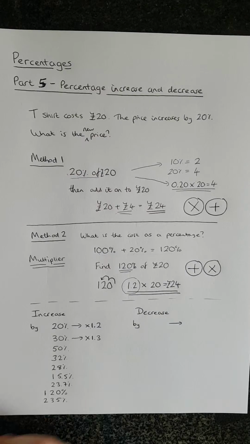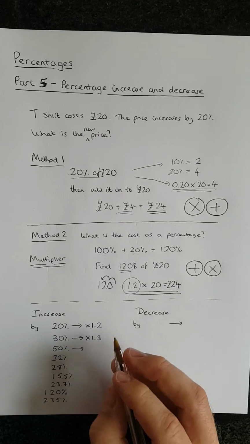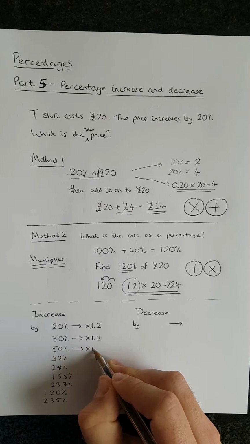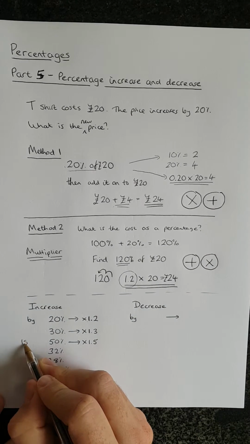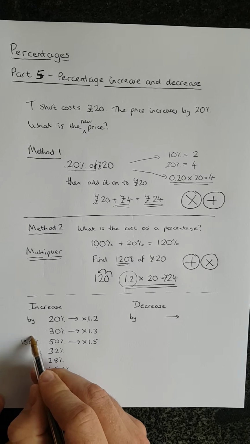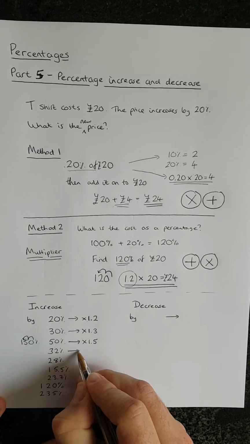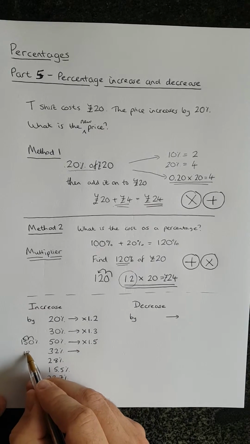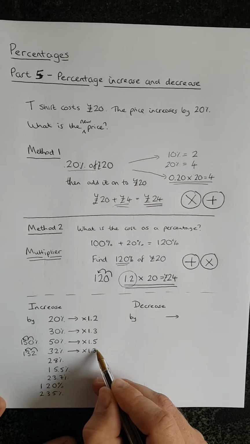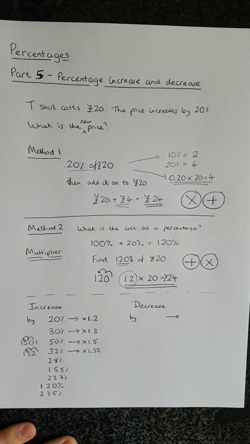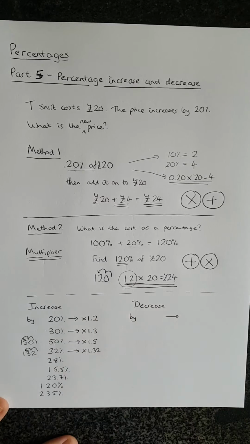50%, so that means you're adding up to make 150%, which is 1.5. I'm going to do a little check here. I'm going to write 150% down. I'm going to jump the decimal point 2 places. 32% takes me to 132, which is timesing by 1.32. Now, just to be clear, here it says 1.2 times, and I'm writing times 1.2, but they're the same thing.